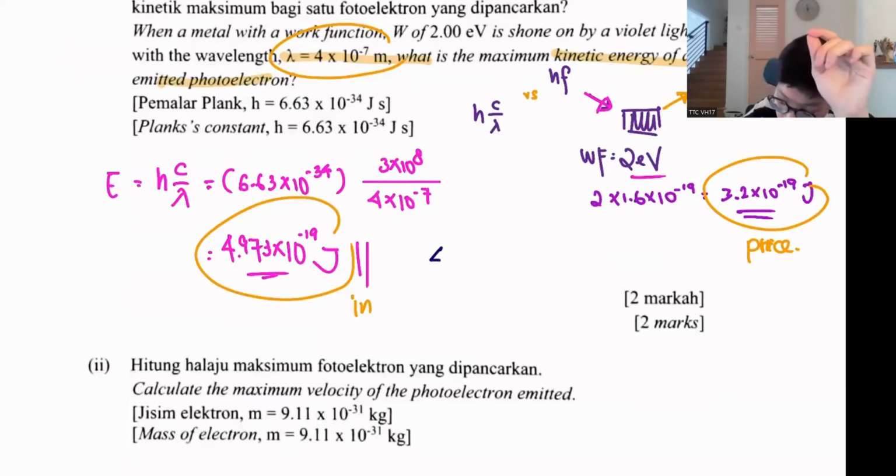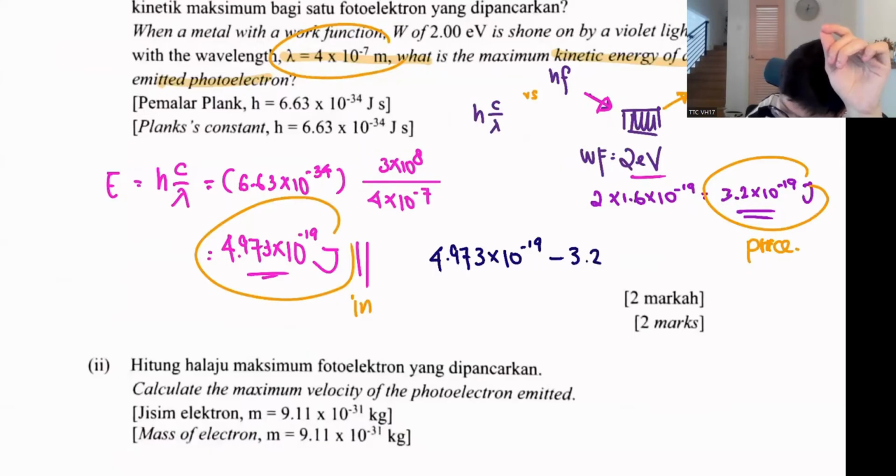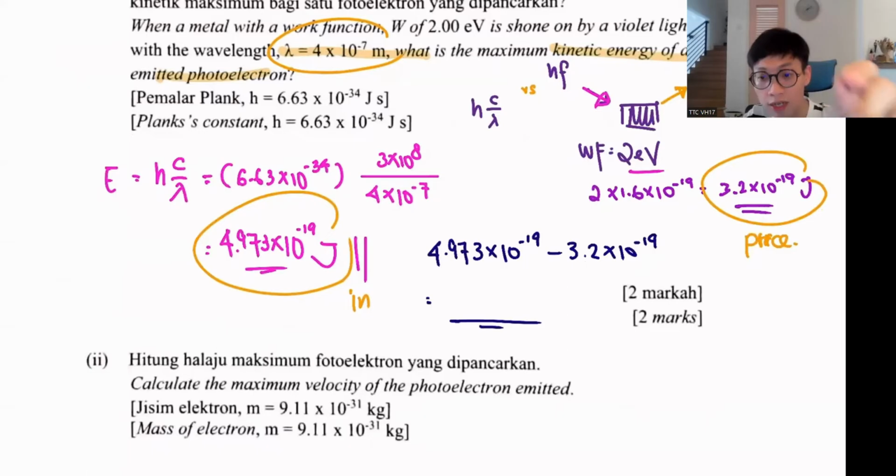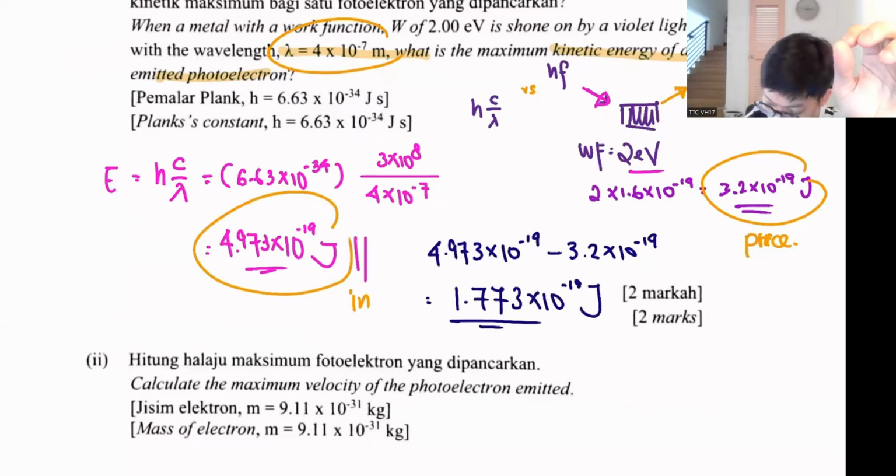So we will take 4.973 times 10 to the power of -19, minus 3.2 times 10 to the power of -19. So I'll get my final answer to be equal to 1.773 times 10 to the power of -19 joules. Okay? All right. 2 marks. Actually, I think this question deserves 3 marks. In my opinion, this question deserves 3 marks.